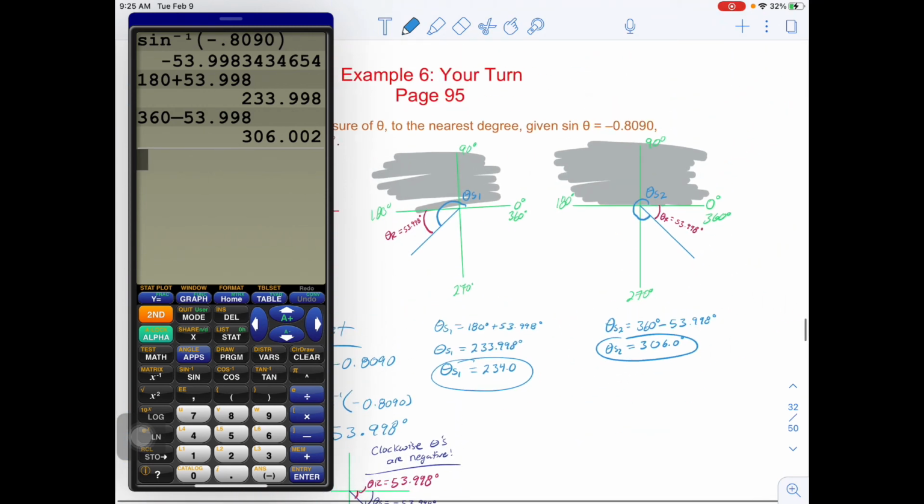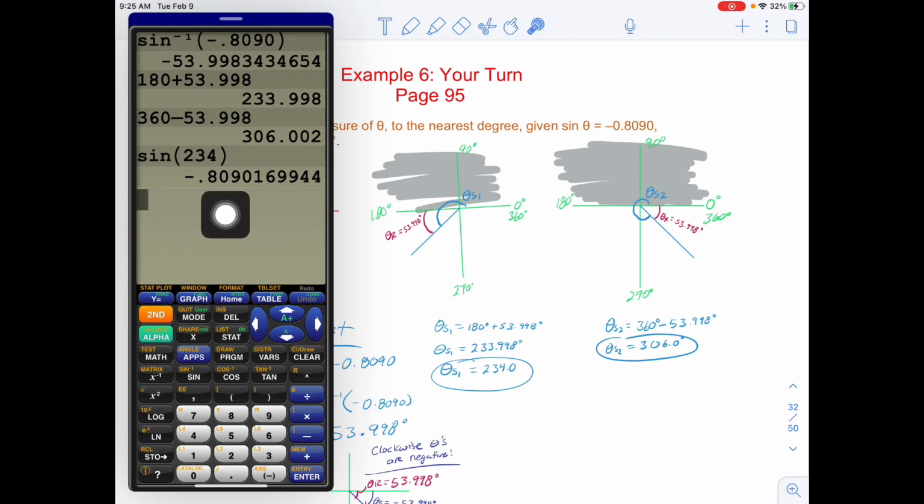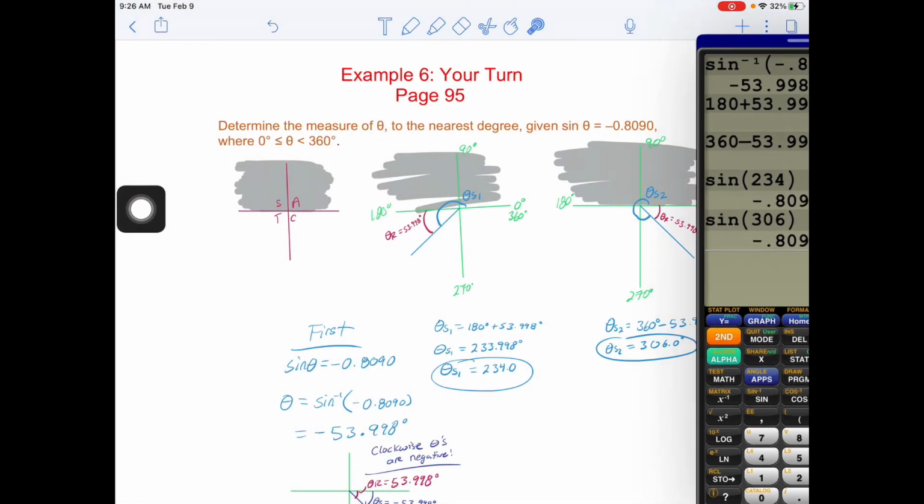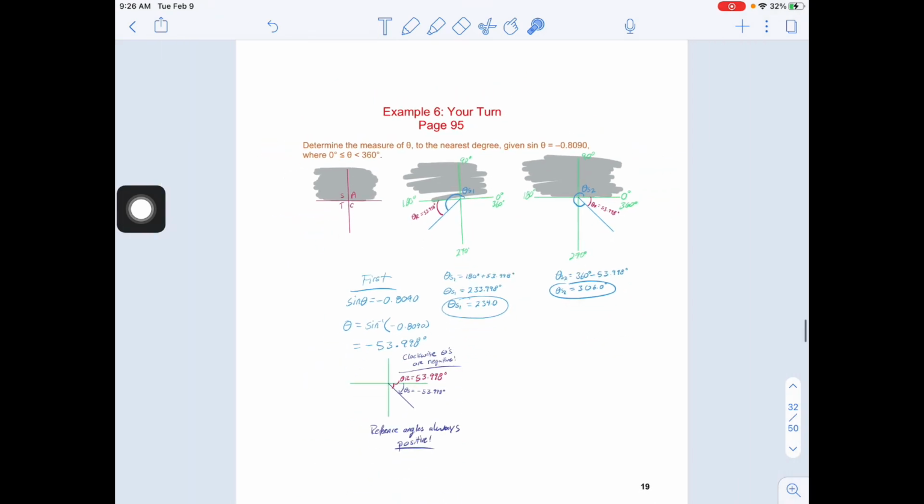Now let's plug it in and check. So again, now we know the standard angles that create this ratio. Let's make sure that it's correct. So sine 234, again, we rounded, so it might be a bit different, but we can see that they're almost the exact same: negative 0.8090, negative 0.8090. Sine 306, we can see gives us the same value. So we have been able to check our solutions.